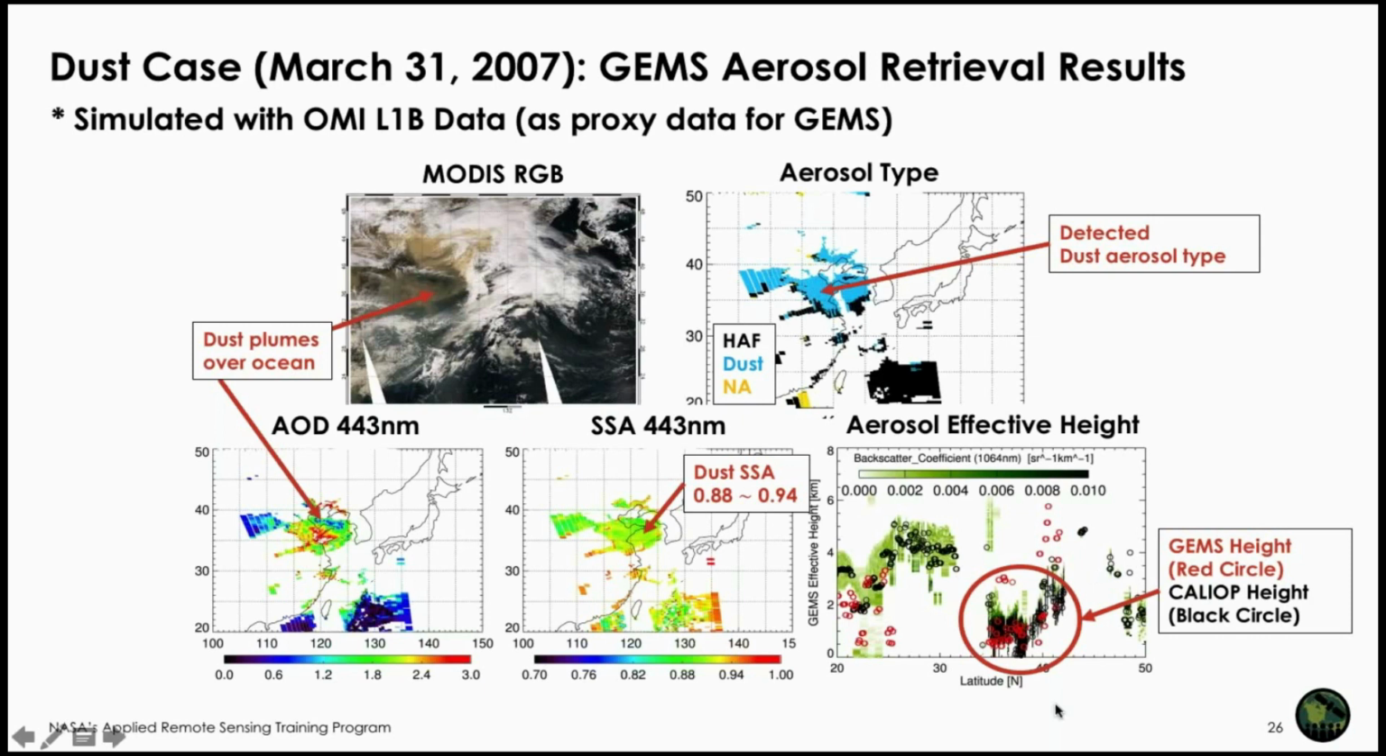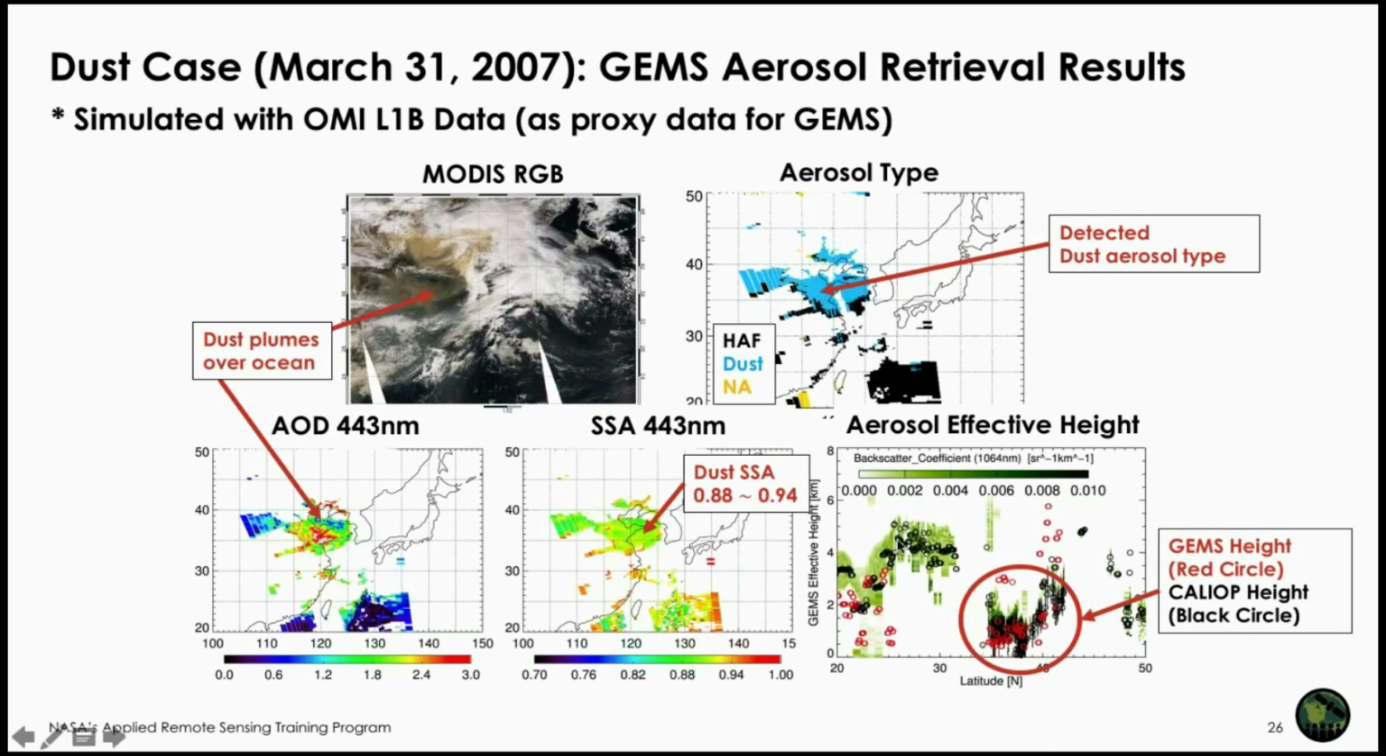The main advantage of GEMS is that it can calculate the aerosol effective height using the UV sensitivity for aerosol loading height. The right under figure we can see here.